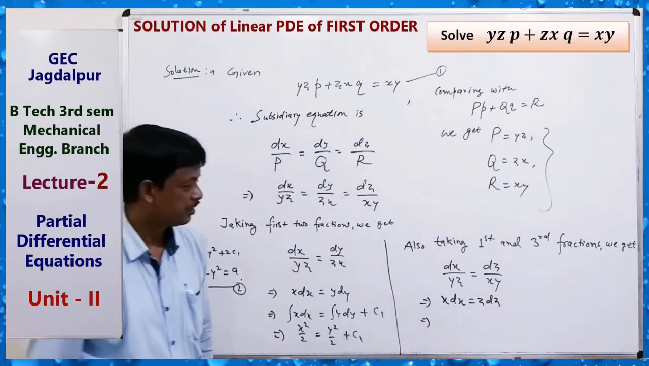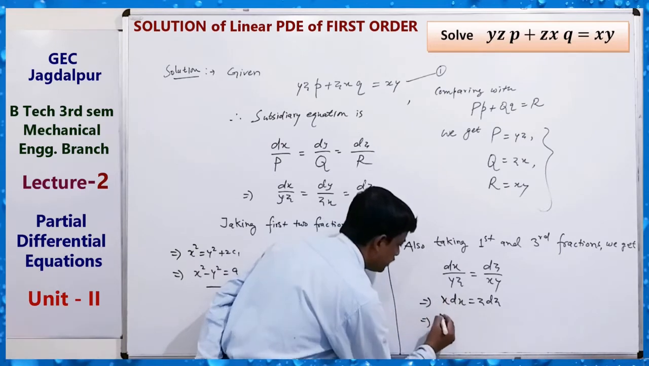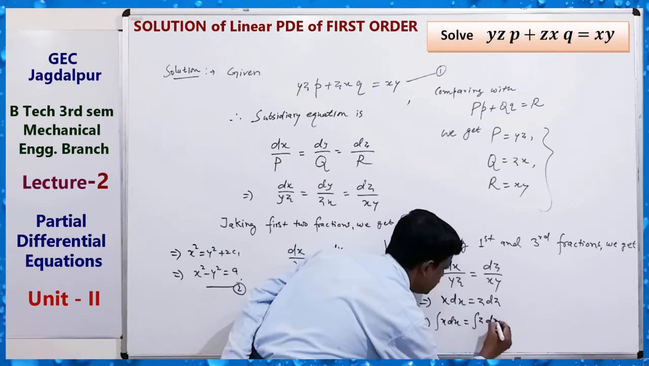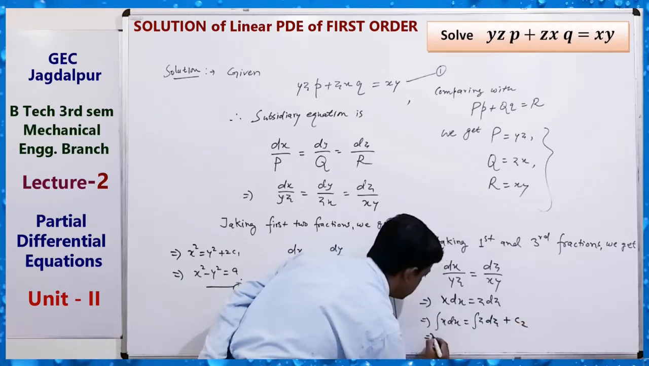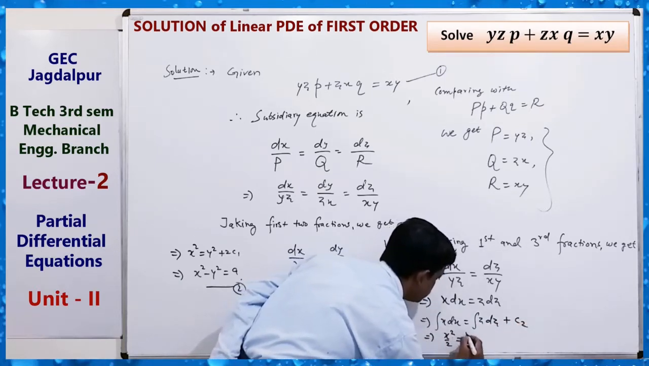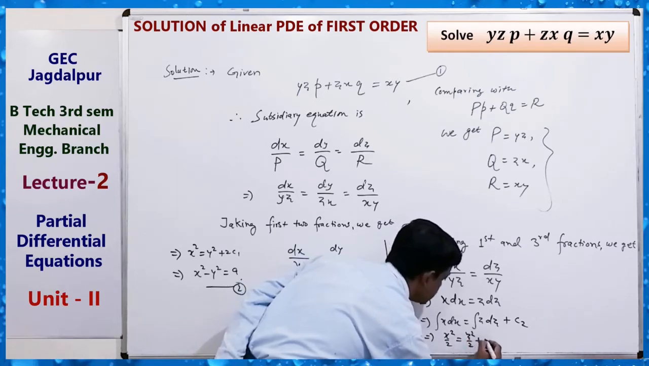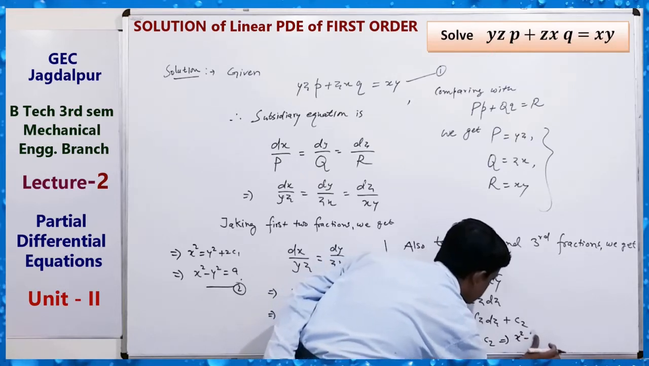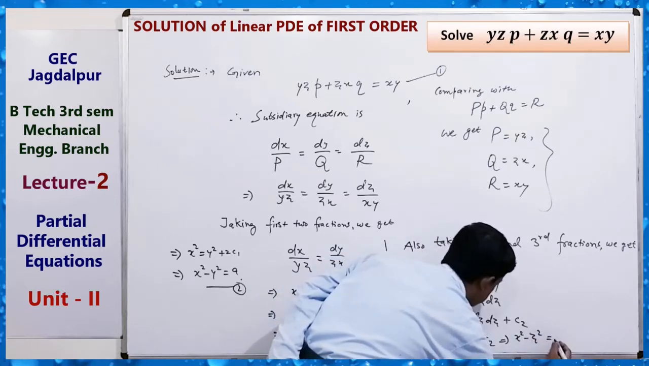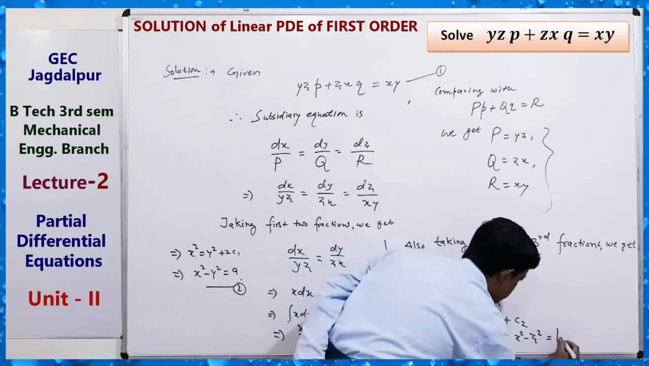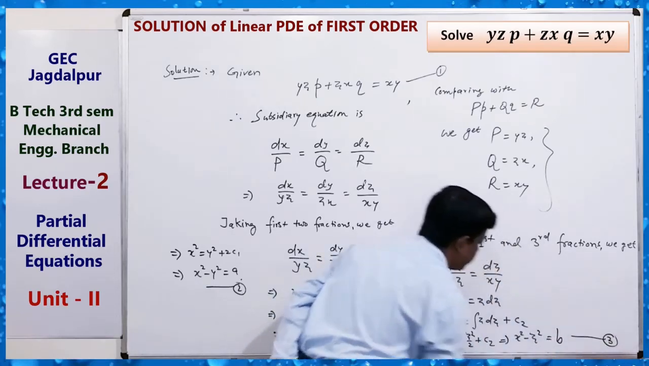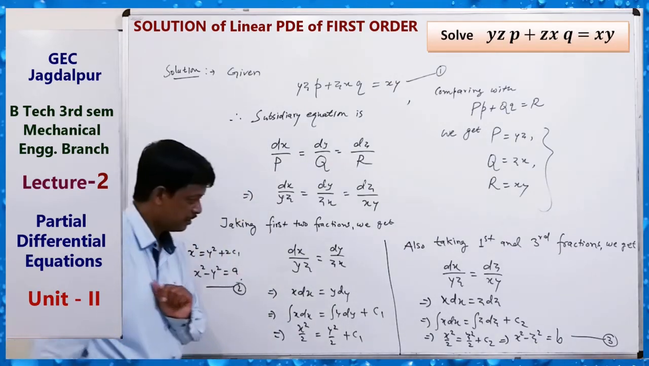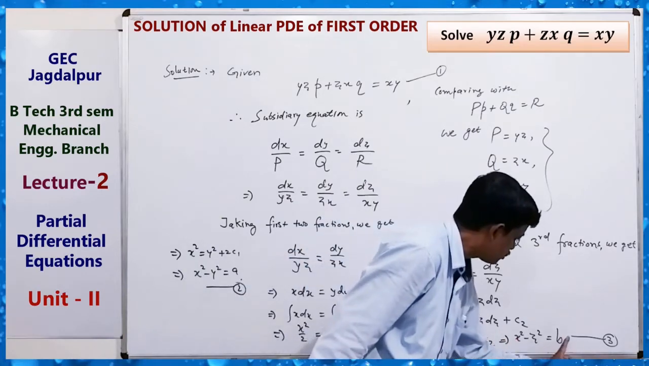Similarly, integrating x dx equals z dz plus c2, which implies x square by 2 equals z square by 2 plus c2. We can write x square minus z square equals 2c2, which means b. This is the third. We get x square minus y square equals a, and x square minus z square equals b.